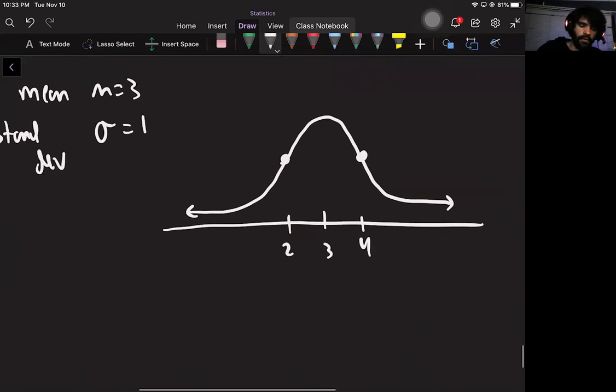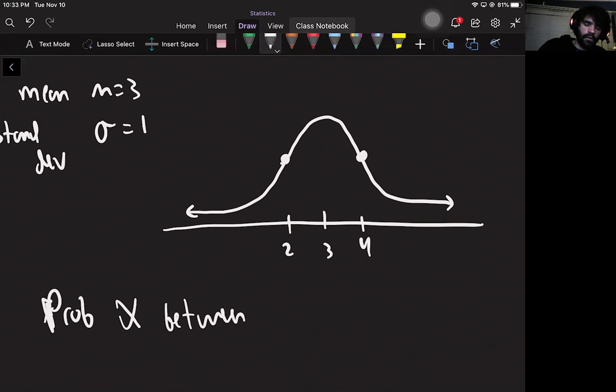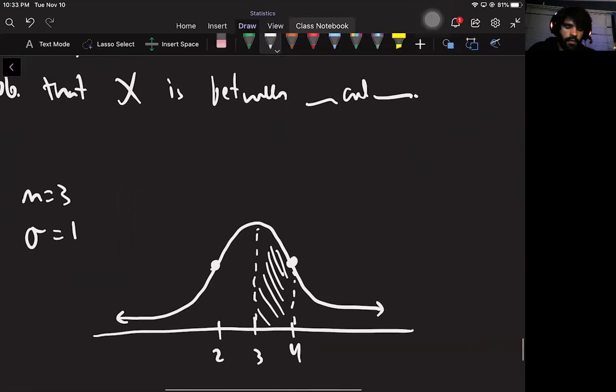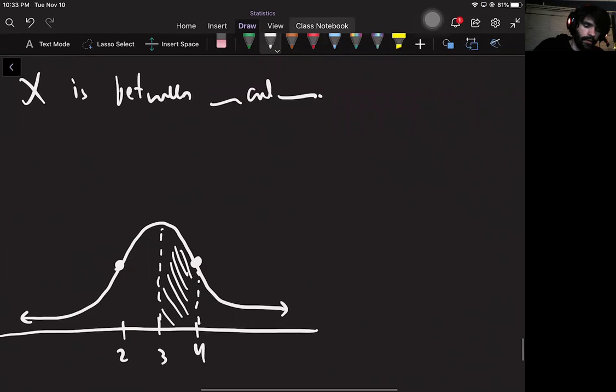And then if I want to know, for example, the probability that x is between 3 and 4, that's just the area underneath the graph from 3 to 4. So it's that shaded area there. The problem is that calculating this type of area, it's not just some nice rectangle or triangle, so you might not know how to do that. So that's the problem that we have to tackle.